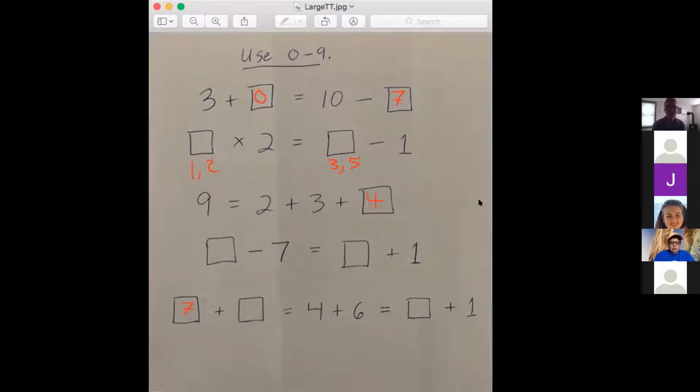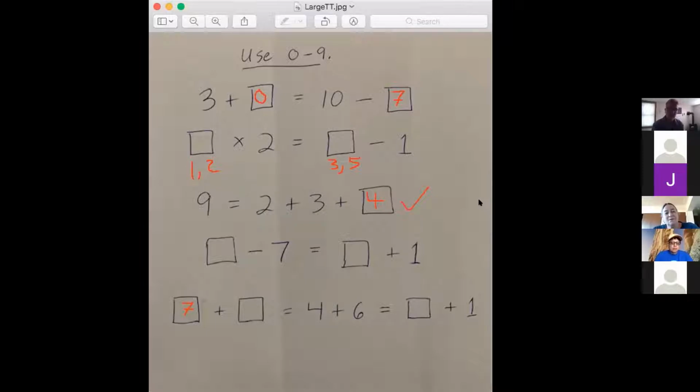Could I ask, of the numbers that are in the boxes now, are we absolutely positively sure of any of them? And if so, which one or ones? You almost have to start with the bottom one because it gives you 4 plus 6 in the middle, which means both of the equations on each side of it have to add up to 10.